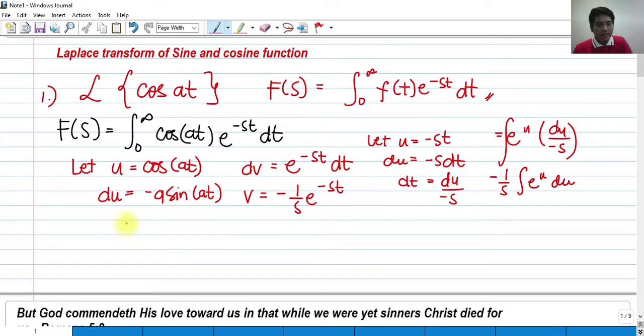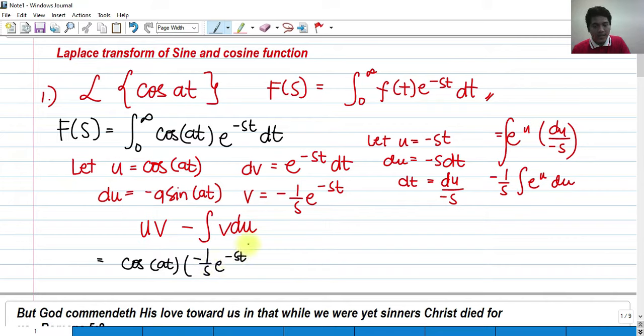So we know that from our integration by parts, the formula is uv minus the integral of v du. So that is what we are going to do here, wherein we have the u, which is cosine of at multiplied by negative 1 over s e raised to negative st, minus the integral, and of course, this is our uv. This should be evaluated from 0 to infinity.